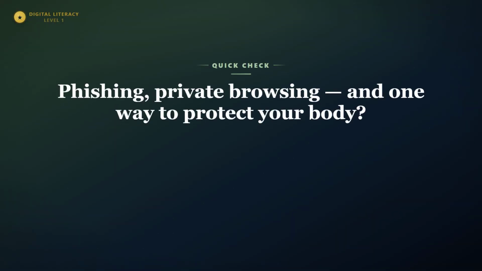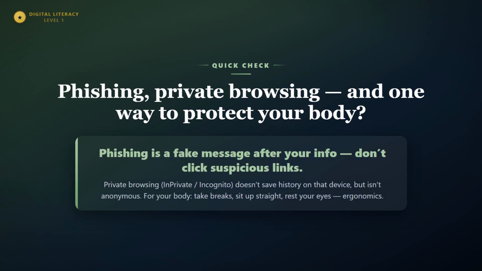Last review question, and it has three parts. What is phishing? What does private browsing do? And name one way to protect your body at the computer. Phishing is a fake message that tries to trick you into giving up passwords or personal information. Don't click suspicious links. Private browsing, an InPrivate or incognito window, doesn't save your history or sign-ins on that device. Handy on a shared computer, though it doesn't make you anonymous. And for your body, take breaks, sit up straight, and rest your eyes.